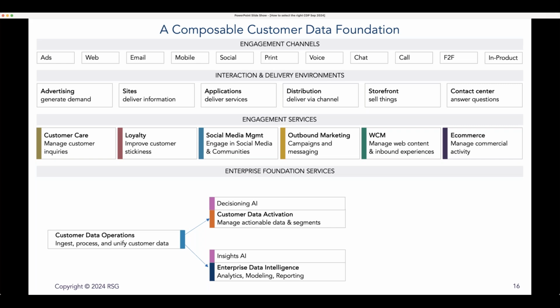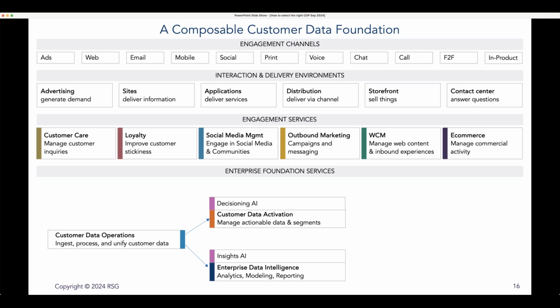But anyway, what we really see here is customer data operations being at the core. Again, this is a data ops function over on the left here. Then you have activation, which is a marketing ops function, and then insights and data intelligence, which is more of a marketing analytics or data analytics, enterprise data analytics function.